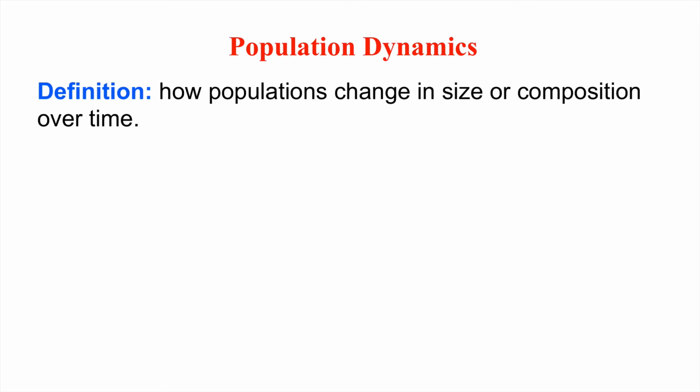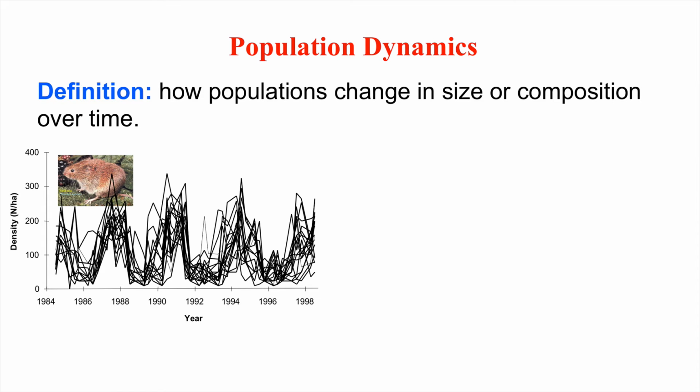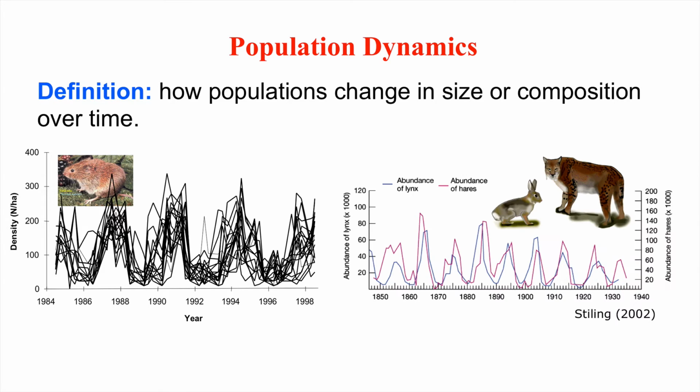So first we need to understand that population dynamics considers how populations change in size or composition over time. So here, for example, we have the density changes of a single species, a field vole, over time. And over here we can see the classic multiple species example, where we have the related changes in the abundance of both lynx and hares.